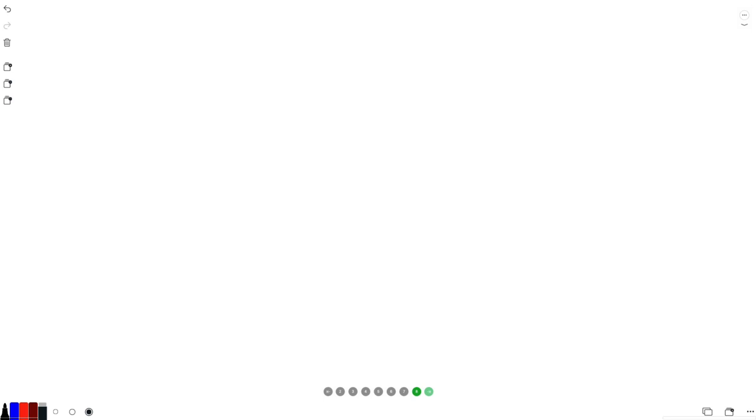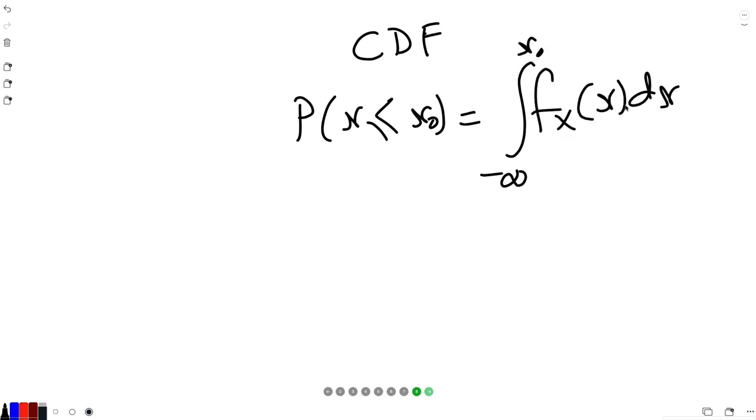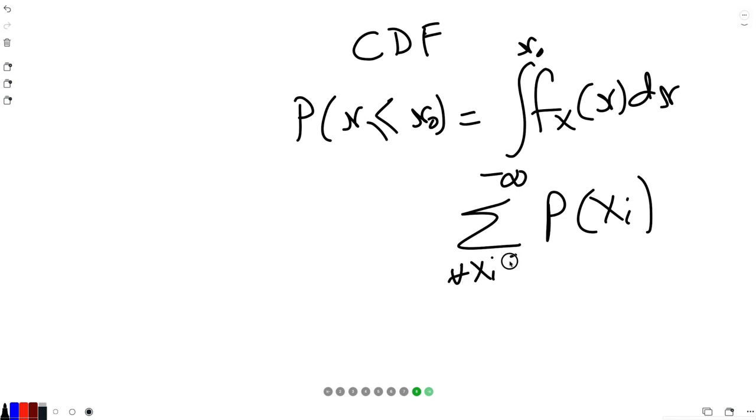Now we can talk about the cumulative distribution function. It is usually known as CDF, and the CDF is given as the probability that random variable x is less than or equal to x0. This means the probability that random variable x is less than or equal to some specific value. For the continuous case it is given as the integration from minus infinity up to x0 of fx(x) dx. For the discrete case, for the probability mass function, it is given as the summation of probability of xi for all xi less than or equal to x0. This is called the CDF.